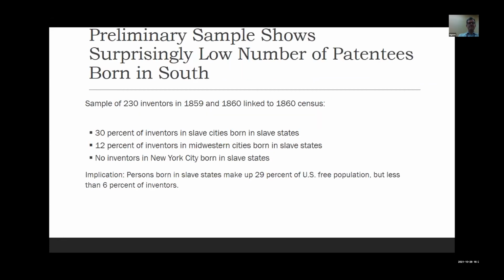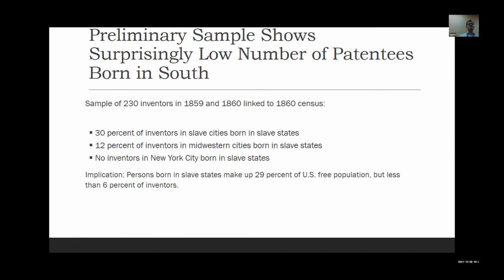And one of the ways, which just occurred to me in the last month or so, to demonstrate the importance of education is looking at where inventors were born. I have a very preliminary sample of 230 inventors in 1859 and 1860 that I linked to the 1860 census. I found that only 30% of inventors in the slave cities were born in the South. Now, maybe you could say, well, frustrated inventors, creative types in the South then moved to the Midwest or other parts of the country, but only 12% of inventors in Midwestern states were born in slave states, and that's mostly in Indiana. And then so far, a very preliminary sample of New York City, which had close ties to many of these slave cities, reveals that no inventors were born there.